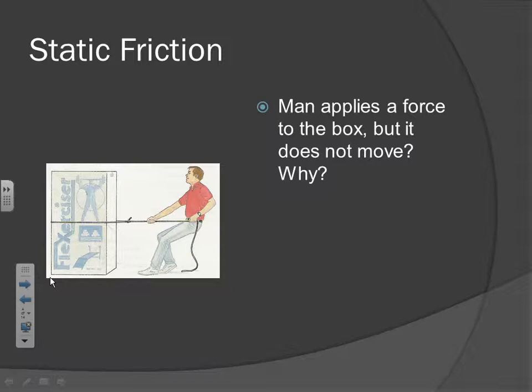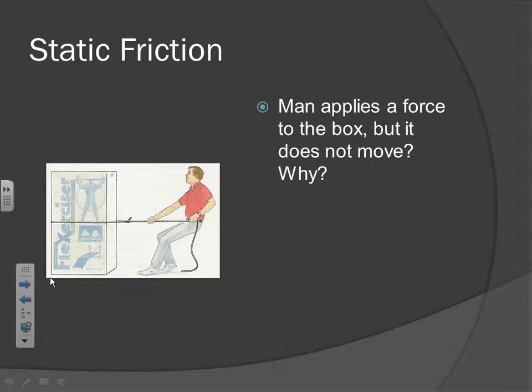Mass doesn't determine if something accelerates. Mass determines how much something accelerates. What determines if something accelerates? How did this discussion start? Net force. Net force determines if something accelerates. So here, if the man applies a force to the box but it doesn't move, what has to be the case?